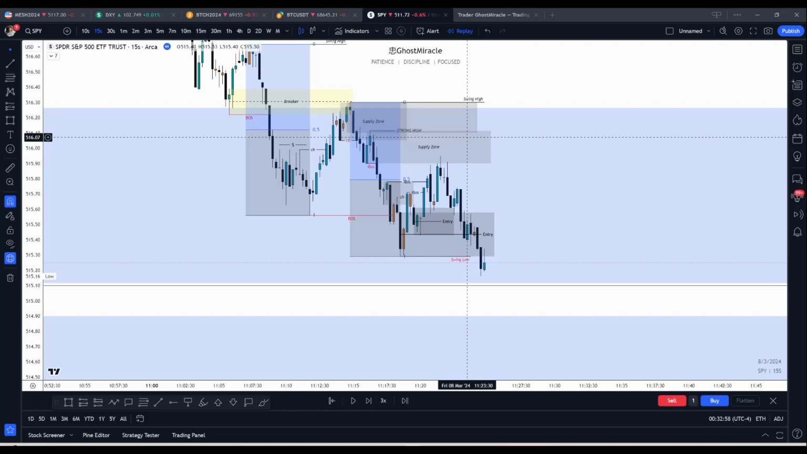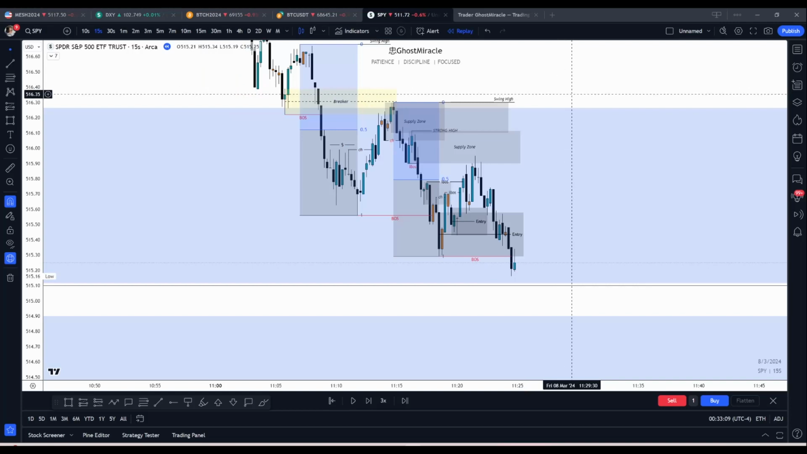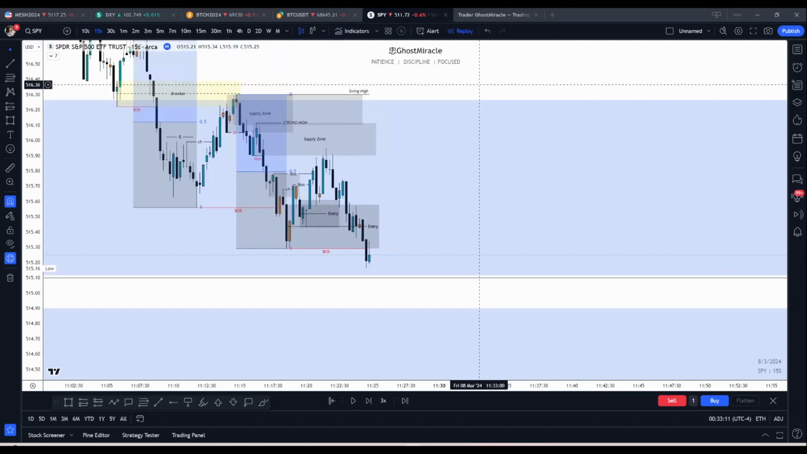You had this breaking structure, come back, mitigate this supply zone, and then it broke. So then you have another breaking structure. All right. And then let me pull up entry 4 and 5.